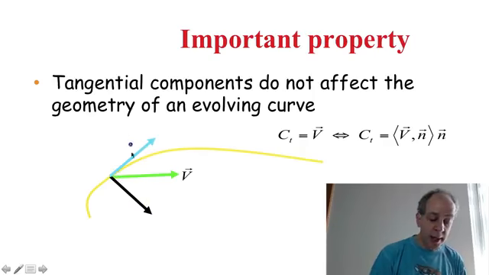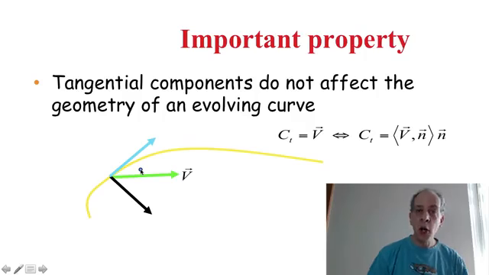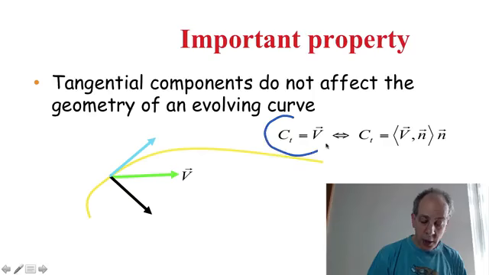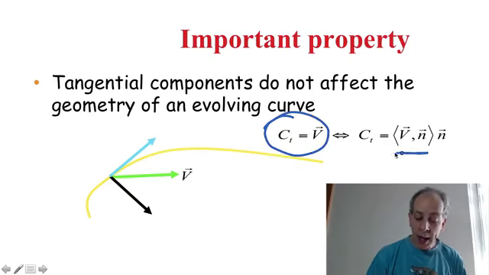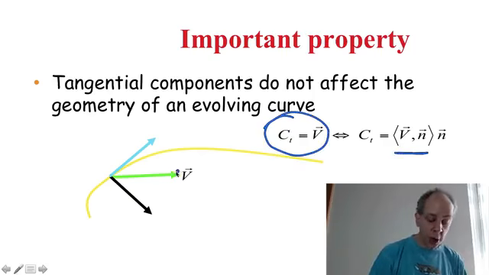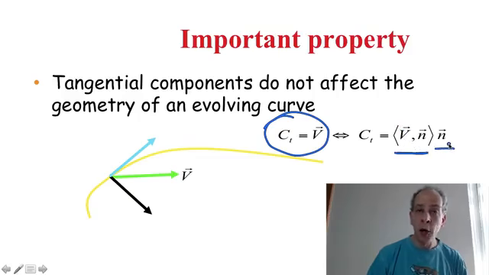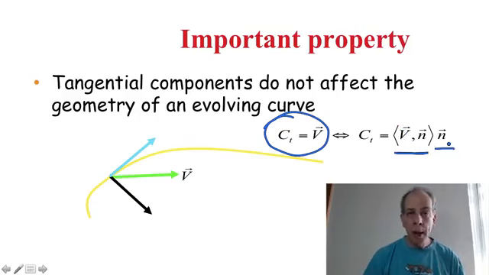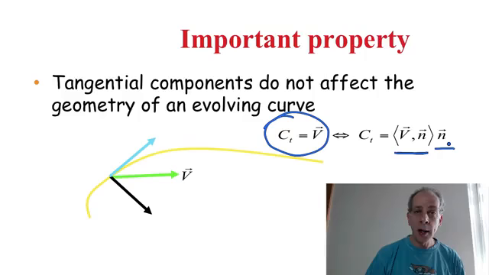It turns out that this tangent component does not change the shape of the curve. So it's not relevant. That's written here. This is the general equation that we have, but we basically project the velocity towards the normal direction, and we take only that projection and we move in the normal direction. So basically, from the geometric point of view, the most general deformation is a deformation in the normal direction to the curve. You can add velocities in the tangential direction. They just don't change the shape.